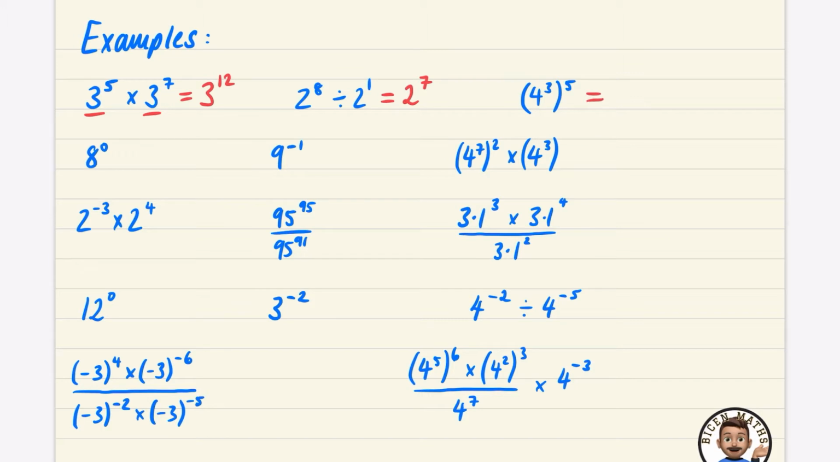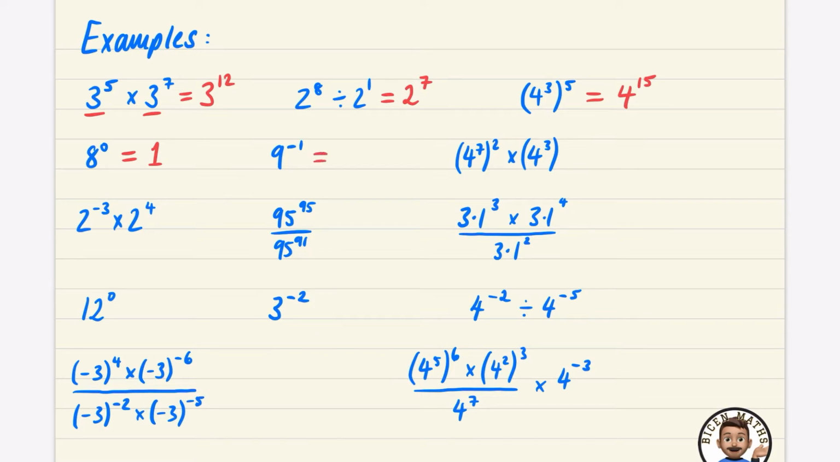This time I have got brackets. And if you remember, the law with brackets is you take the 3 and the 5 and you multiply them. 3 times 5 is 15. This time we have 8 to the power of 0, and any number to the power of 0 is always going to be equal to 1.